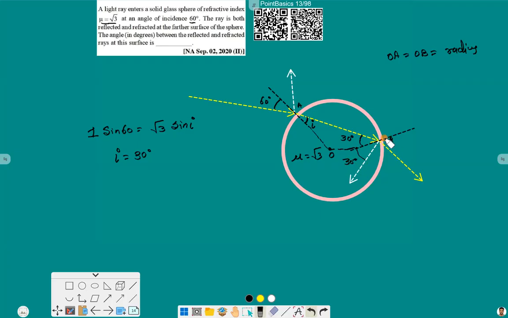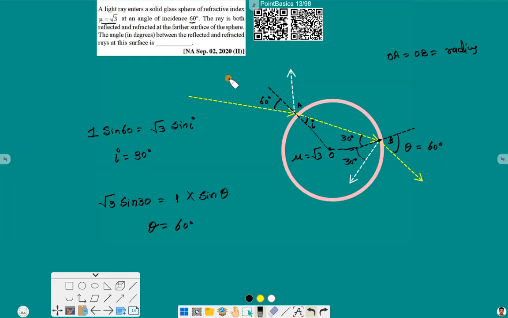Now at point B, we can again apply Snell's law. So root 3 into sine of 30 will be equal to 1 into sine of, suppose this angle is theta, sine of theta. And when we solve this, due to reciprocity, because these are just reciprocal of each other, both equations, theta will be 60 degree. So this angle is 60 degree.